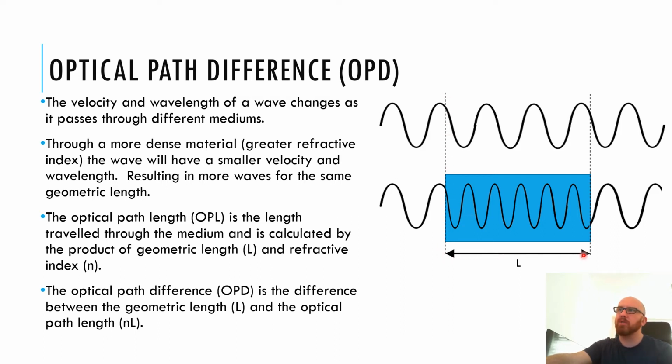So here is your geometric length, L. There are more waves inside here than there would be if it wasn't going through the medium. The optical path length is the length travelled through the medium, calculated by the product of the geometric length L and the refractive index, so nL. The optical path difference is the difference between the geometric length L and the optical path length nL. So the difference between the two of them gives us what's known as optical path difference. Now I'm going to show you what that formula looks like in a minute once we look at some examples.